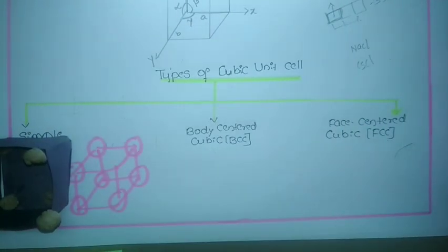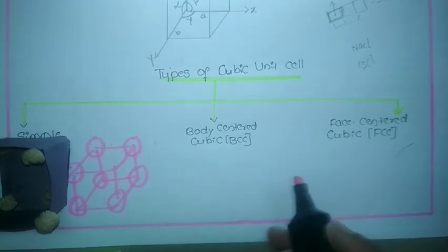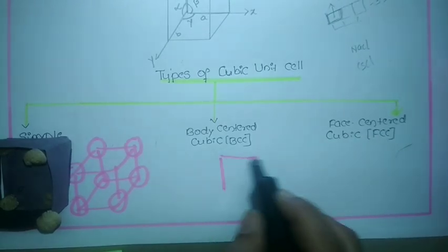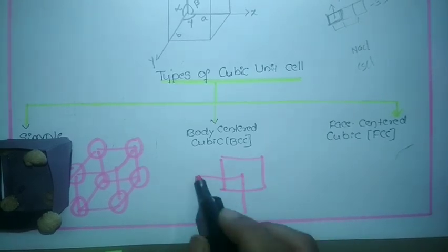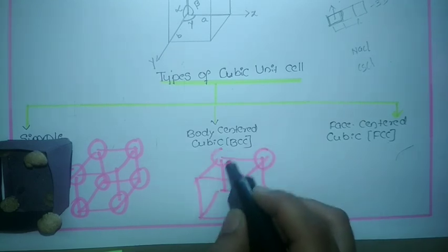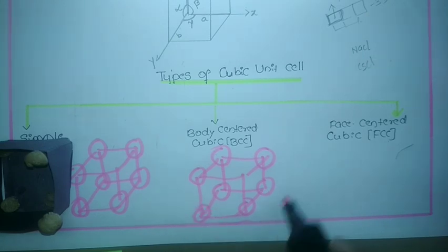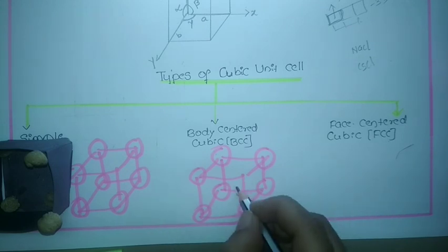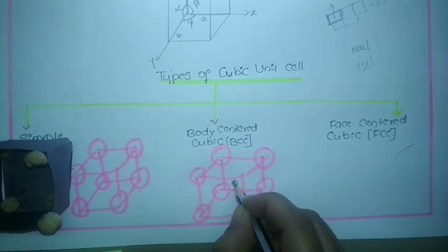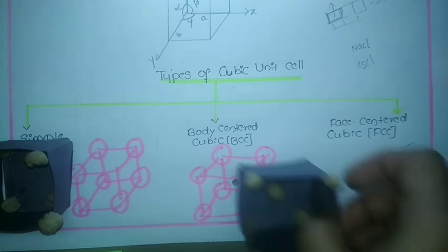Now, what about the body-centered cubic unit cell, which can also be known as BCC? See, the condition for the body-centered cubic cell is that, as usual, 8 atoms are present at the 8 corners. Along with the 8 corners, there is one atom which is present at the center of the body. It is like this, exactly.